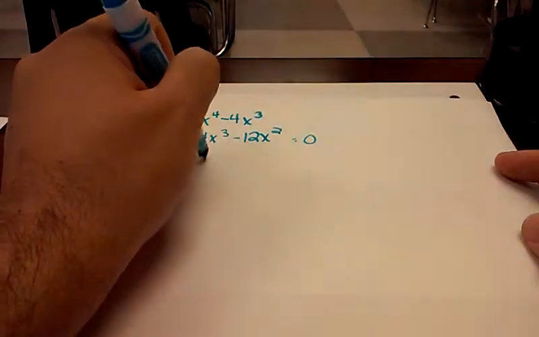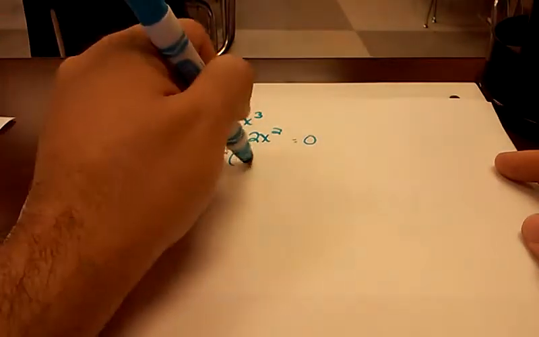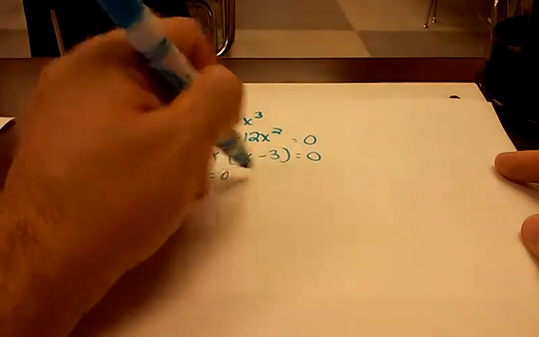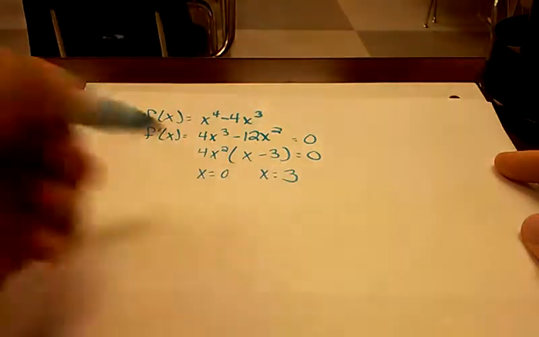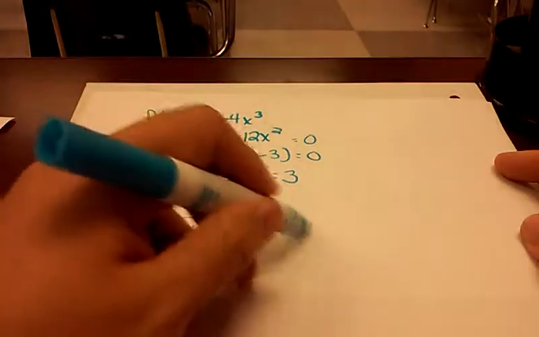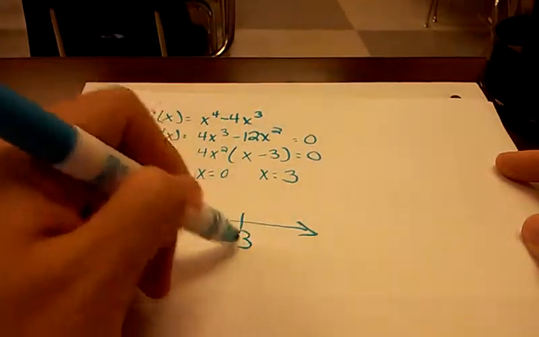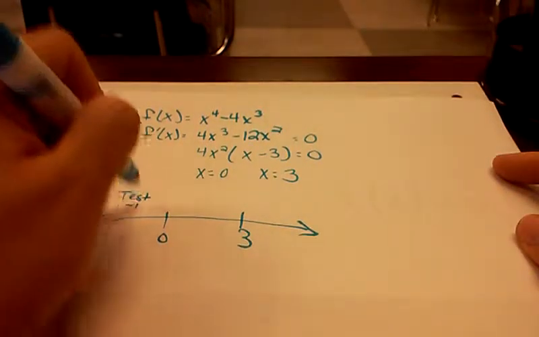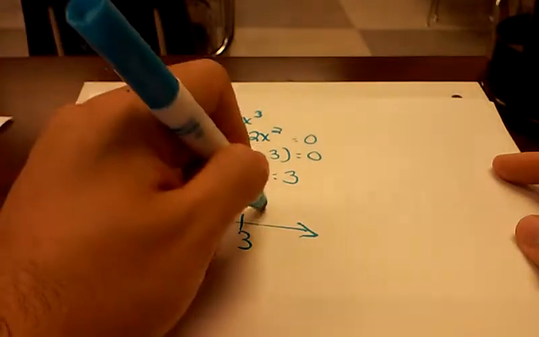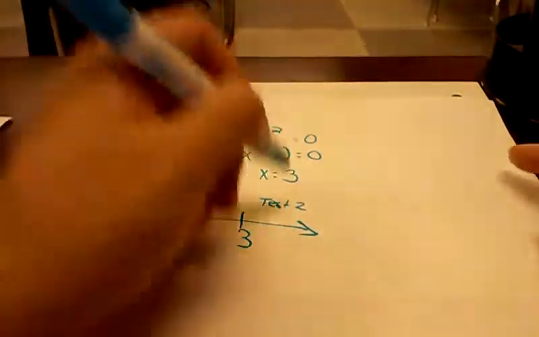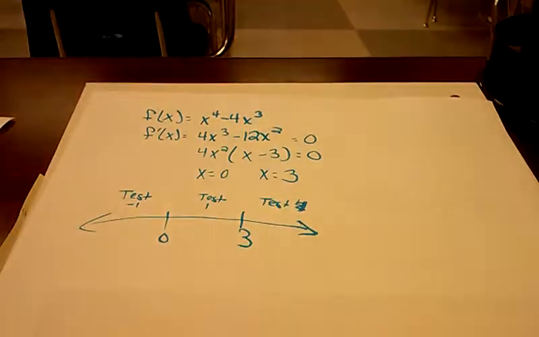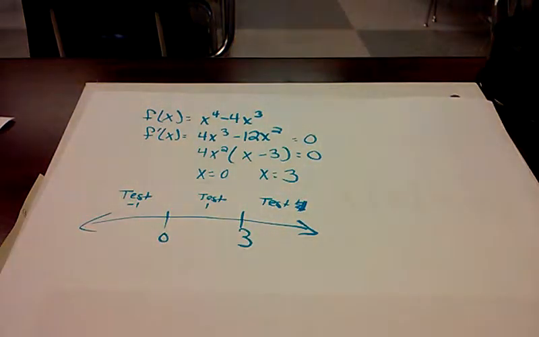I notice I can factor out a 4x squared, and that's going to leave me x minus 3. Set each one of these equal to 0, and I'm going to get x is 0 and x is 3. So those two numbers need to go onto my sign chart. So 0 and 3. I'm going to test -1, I'm going to test 1, and I'm going to test 2. I'm sorry, not 2. Let's go with 4. Okay? All right, and we're going to figure out what these values are and get my sign chart ready.